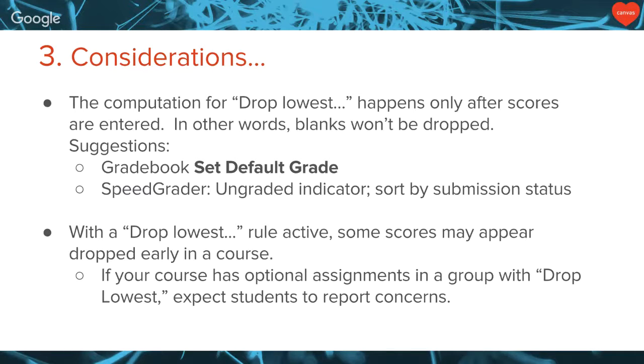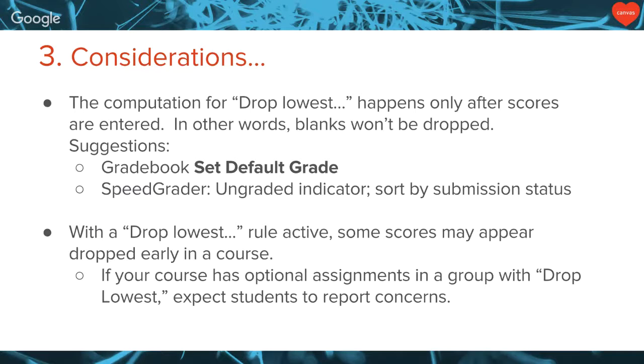I would say when you're using a drop rule, what's going to be simplest is to fill in the zeros or fill in incomplete, whatever is appropriate for the students that have not done this assignment. And then that entry of the grade for whatever you've chosen for the student who has not done the assignment or didn't do it adequately will be factored into the drop lowest.